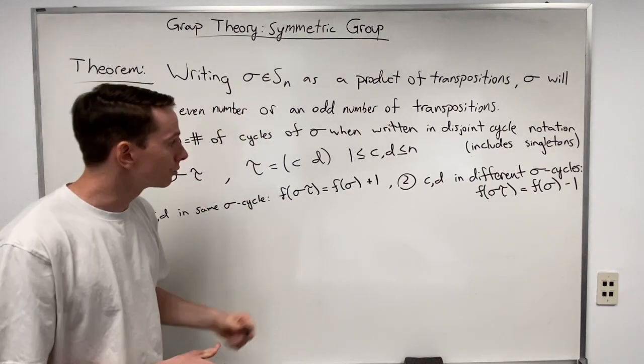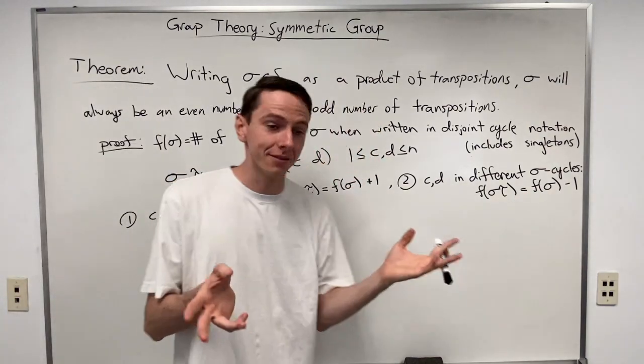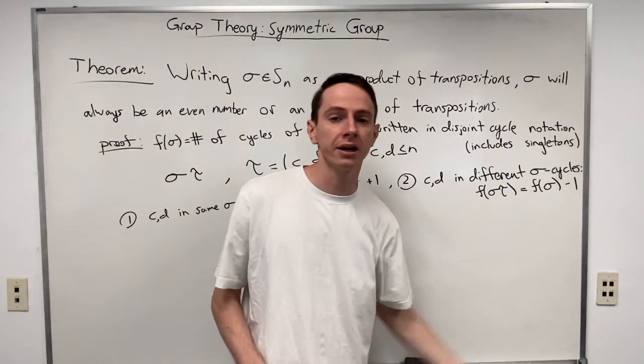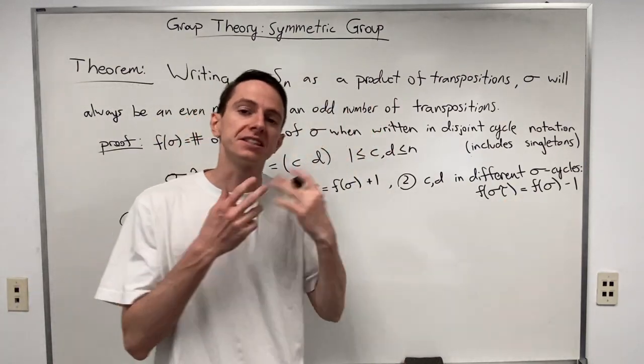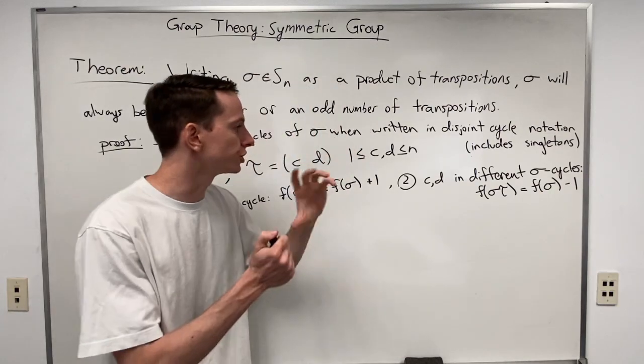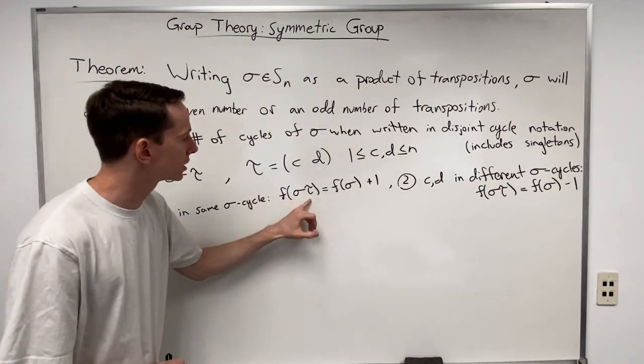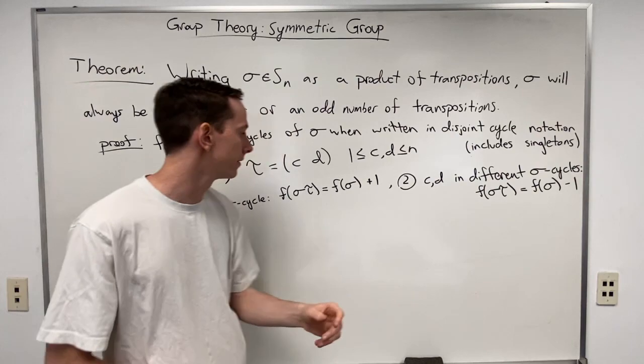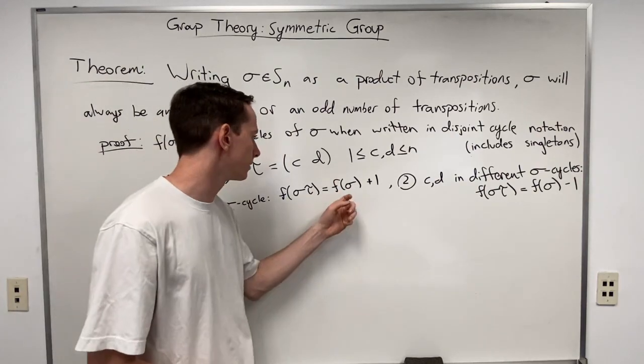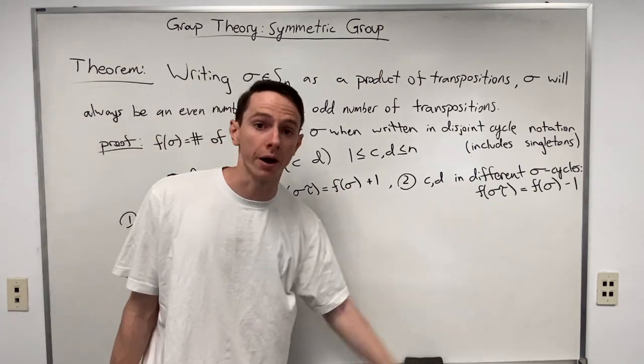So really, even though these are different equations, one has a plus sign, one has a minus sign, they achieve the same overall goal: the act of multiplying by a transposition flips the sign, or flips whether we're dealing with an even number or an odd number.